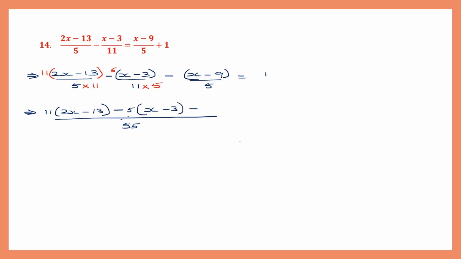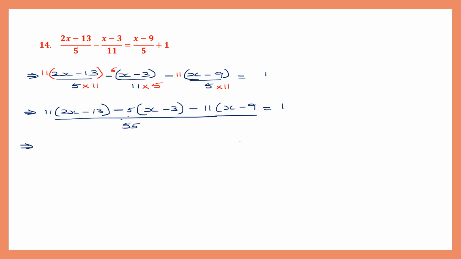Then here we have minus, and 5 into 11 is 55, so we multiply this by 11. So that becomes minus 11 into x minus 9. And all this is equal to 1. So now let's simplify this.